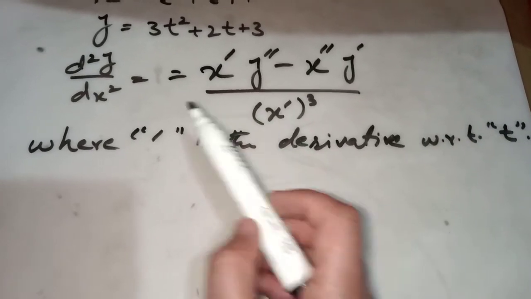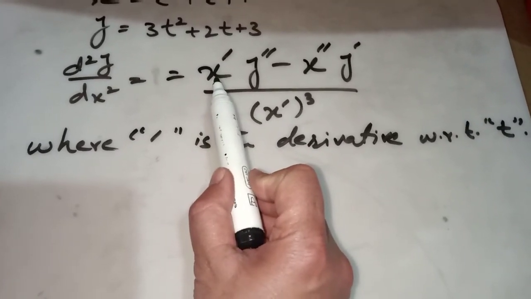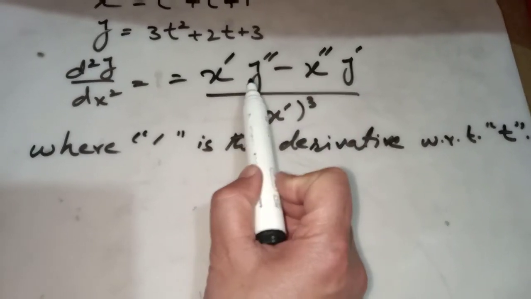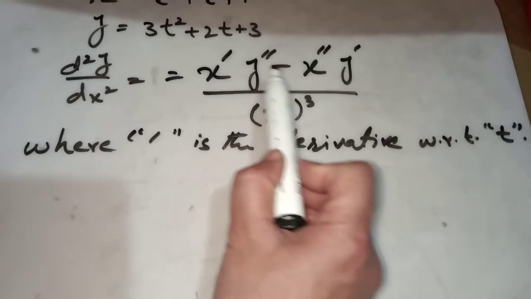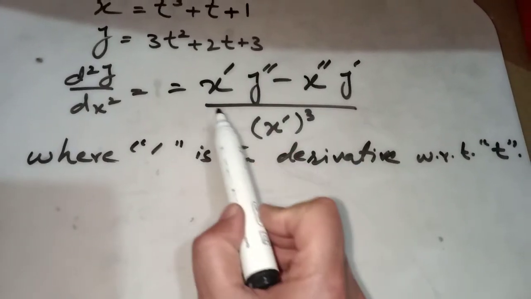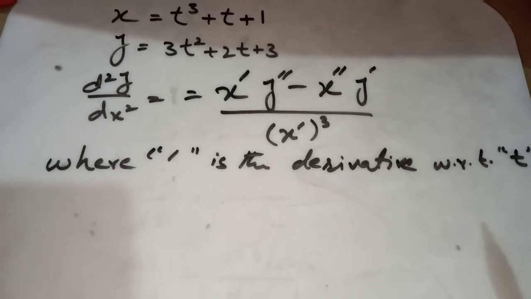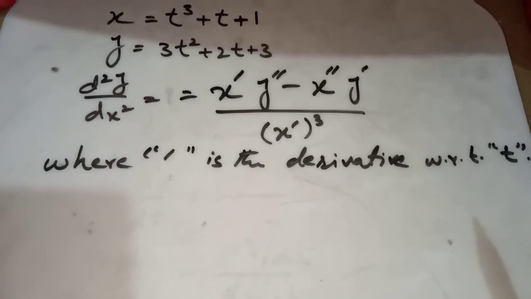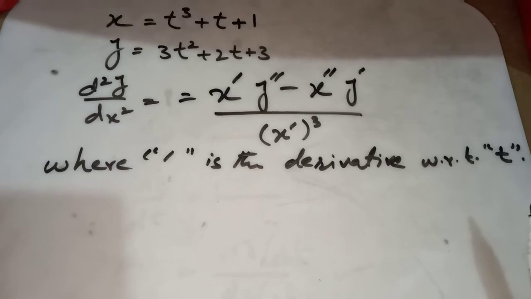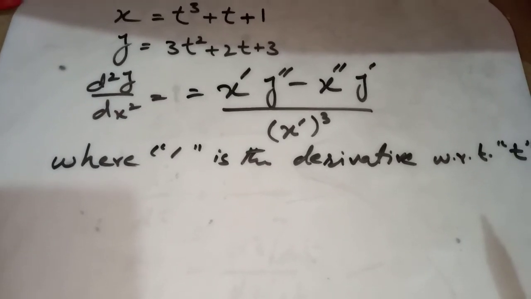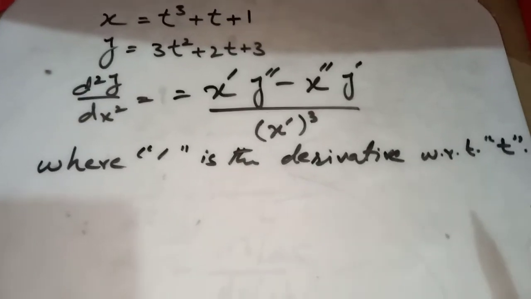So we have to find four values: x dash, x double dash, y dash, and y double dash, and put these values right in this formula. After some simplification, we will get our answer in a very few minutes, whereas the other traditional methods take much of the time. Let's apply this formula.